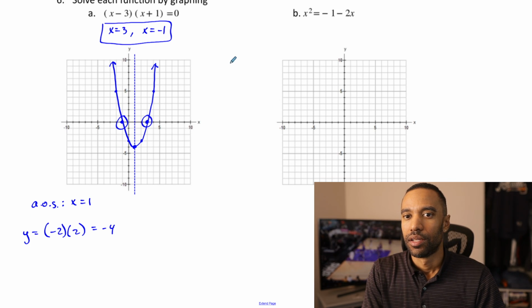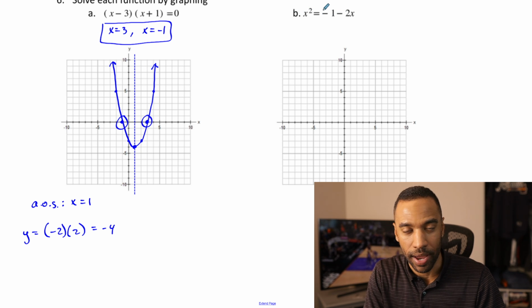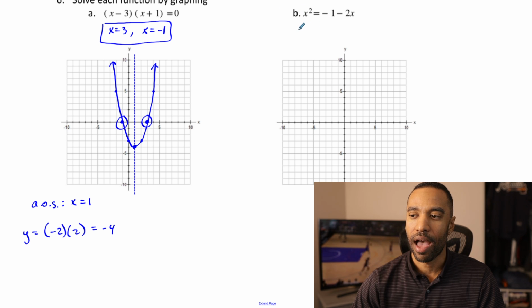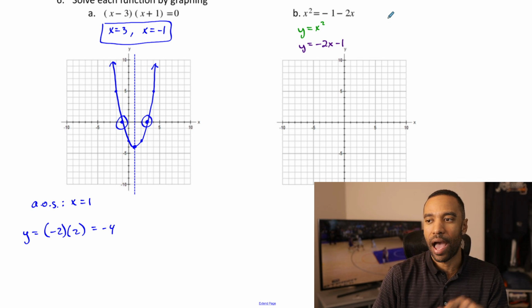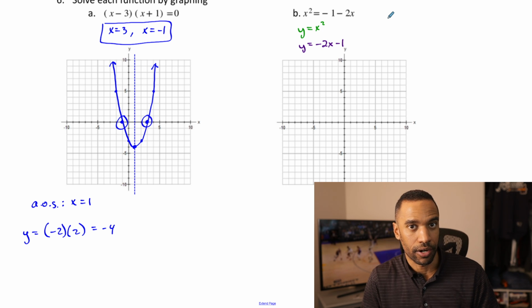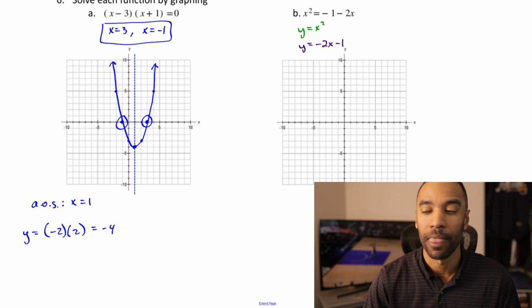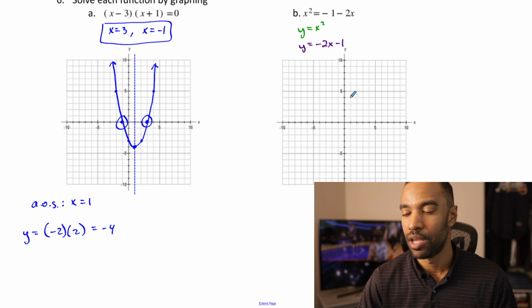Okay. Now, part B has a different premise, and I'm going to treat part B as it is right now. A second version of this method is to graph it as if you have two different equations, y equals this side and y equals that side. I'm going to write it as negative 2x minus 1. We graph them separately on here, and we find where they intersect, if at all. They may not. But we find where they intersect, and where they intersect are the solutions to this thing.